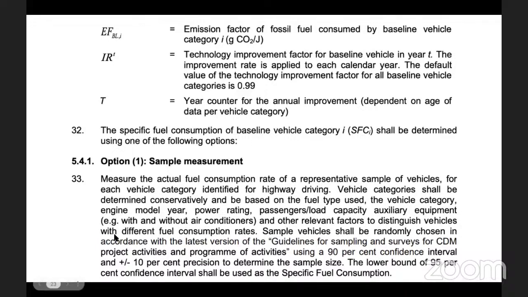Sample vehicles shall be randomly chosen in accordance with the latest version of the guideline for sampling and survey for CDM project activities and program of activities, using a 90% confidence interval and plus minus 10% precision to determine the sample size. まさにこの 90% の信頼範囲ってことですね。The lower bound of 95% confidence interval shall be used as the specific fuel consumption.